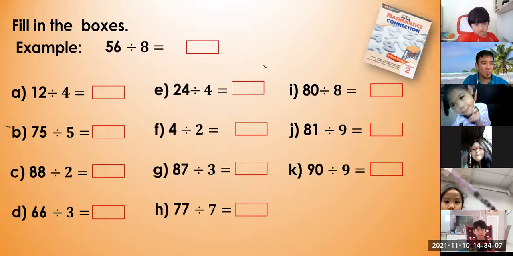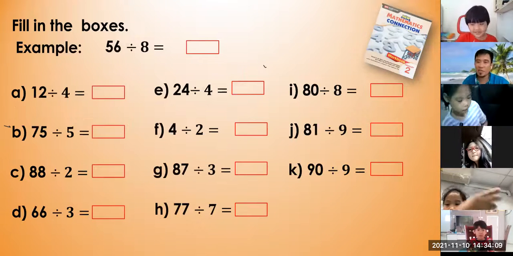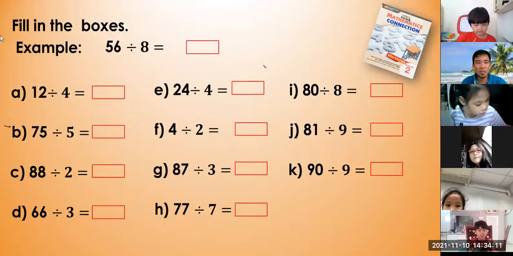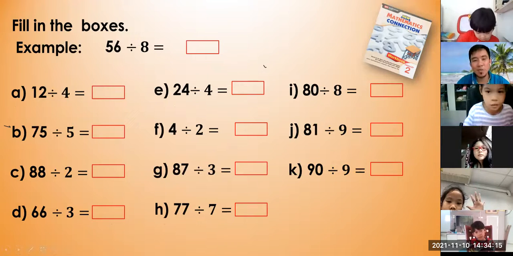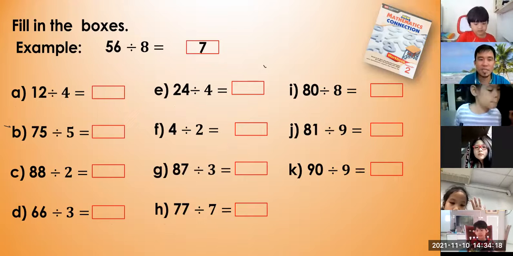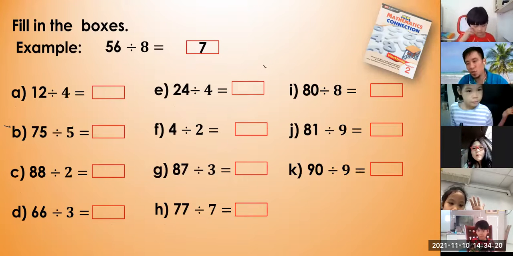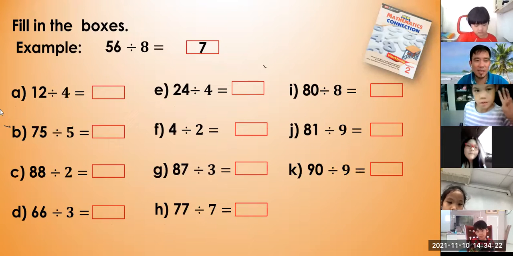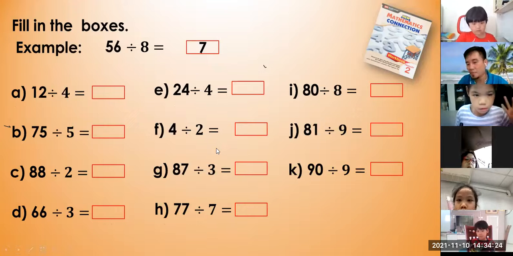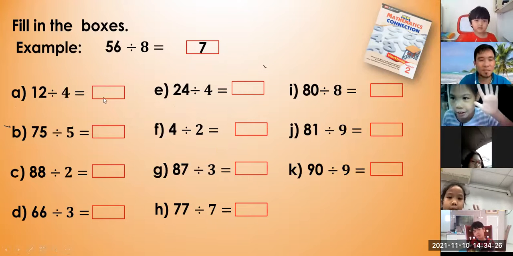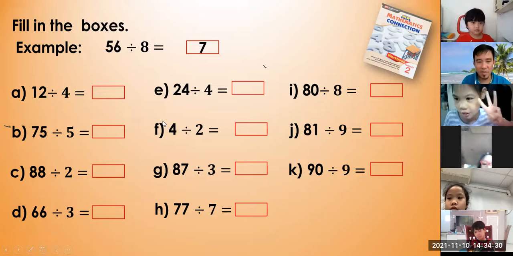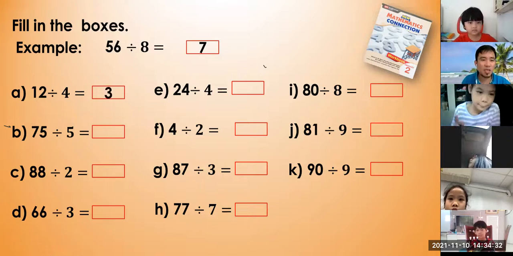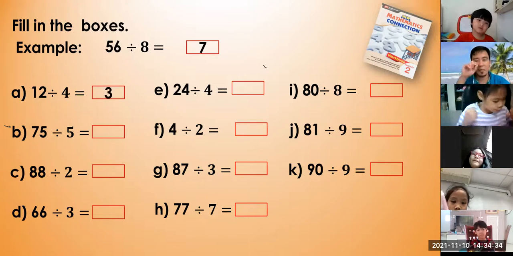Now let's answer this one, page 102. 56 divided by 8. This one is without a remainder, okay? So 56 divided by 8 is equal to 7. Letter A. What's your answer? 3. 4 times 3 is 12, so 12 divided by 4 is 3.